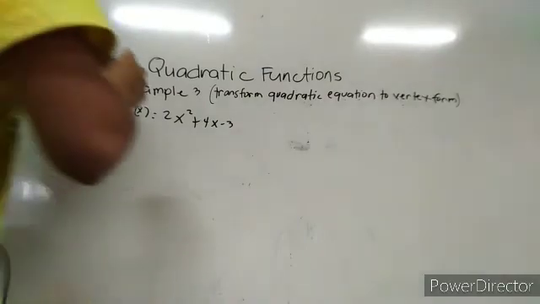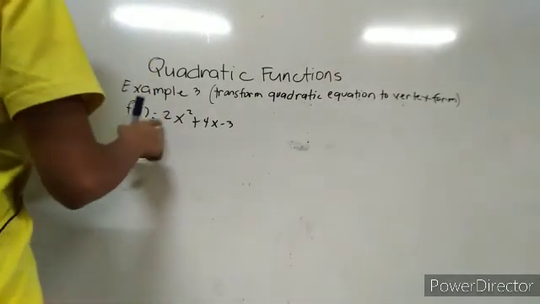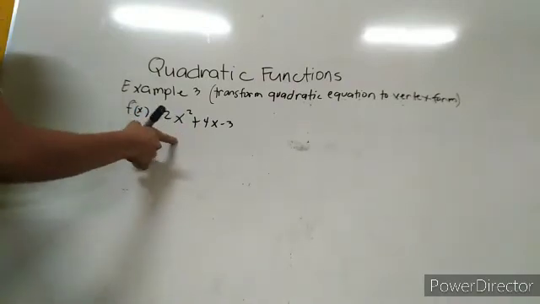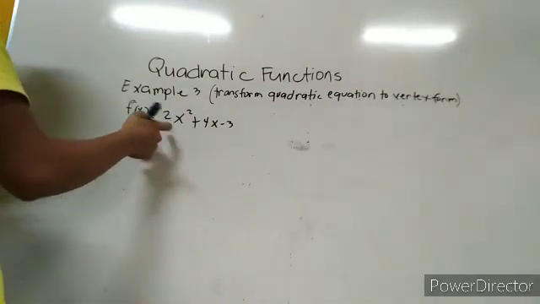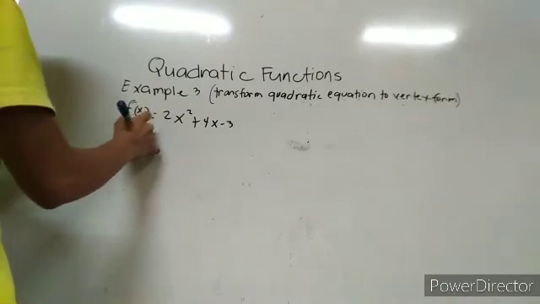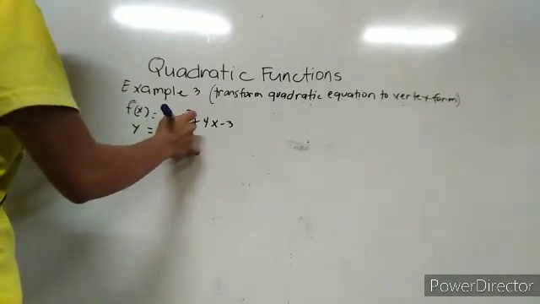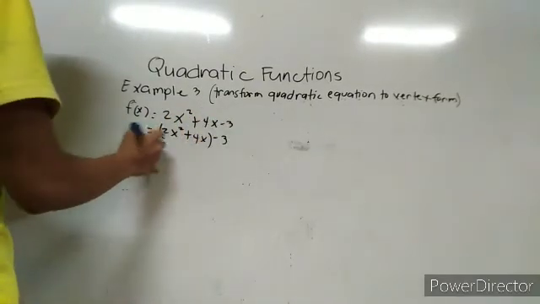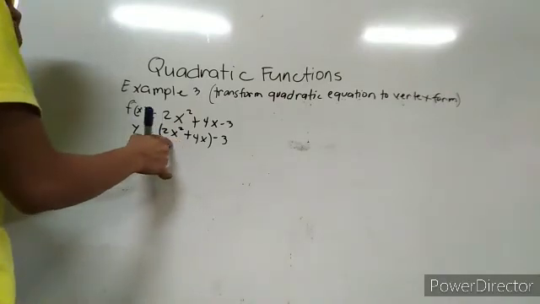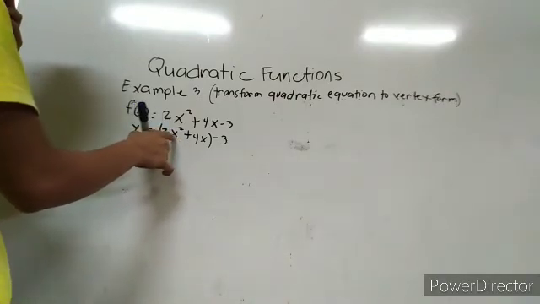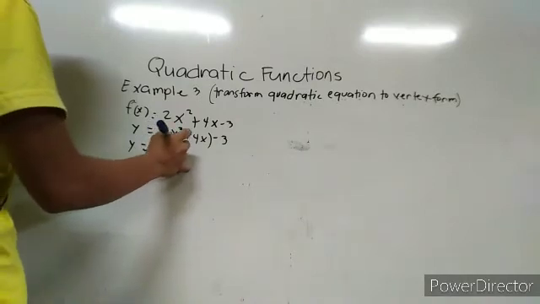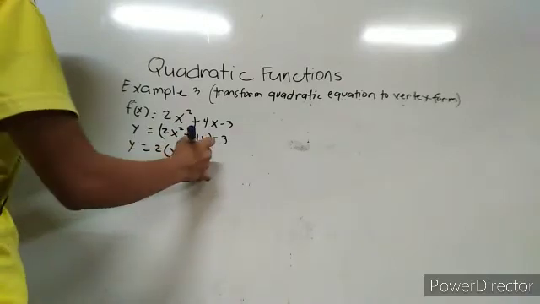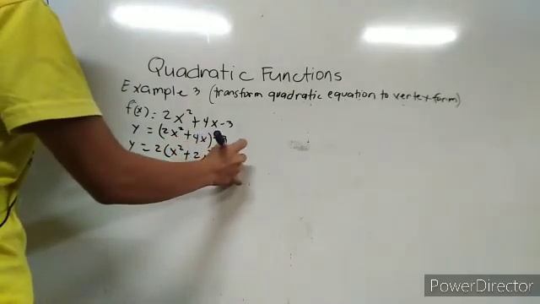So our third example, we have f of x equals 2x squared plus 4x minus 3. Again, we group the terms with the variable x. So f of x also equals y equals 2x squared plus 4x, then minus 3. Then y equals, we factor out 2, the numerical coefficient of x squared. 2x squared divided by 2 is x squared, plus 4x divided by 2 is 2x, then minus 3.